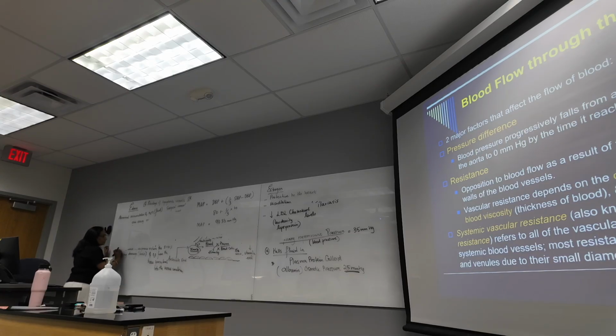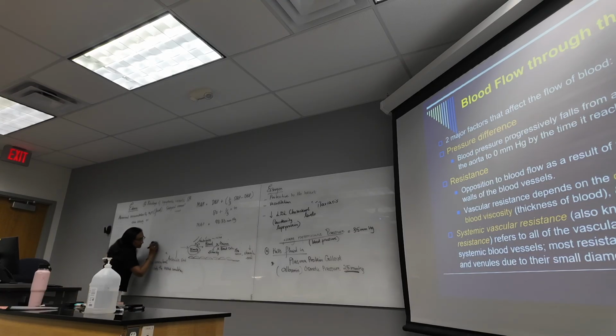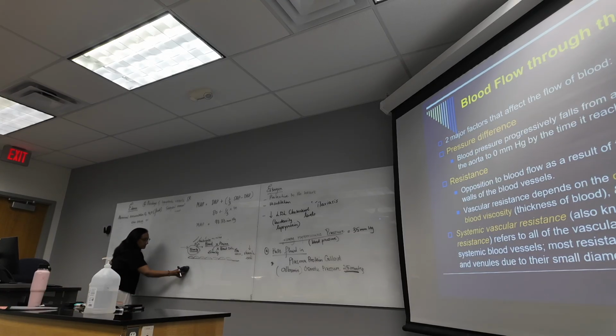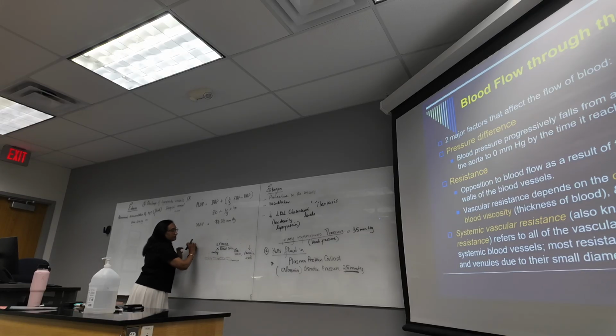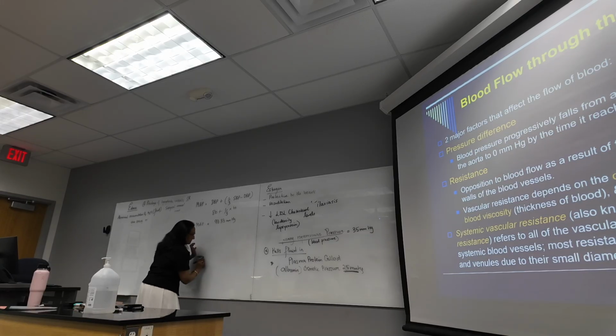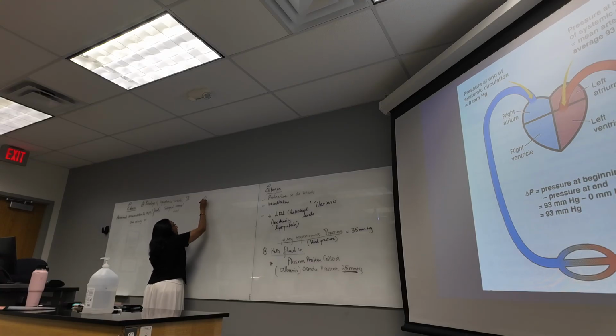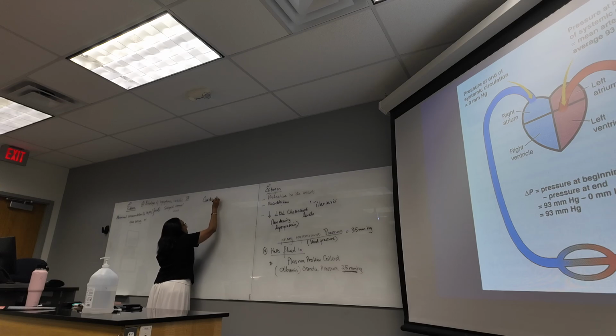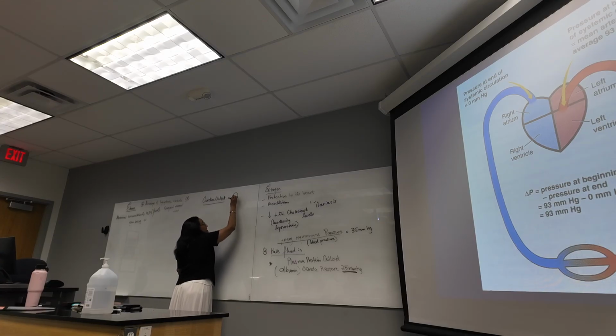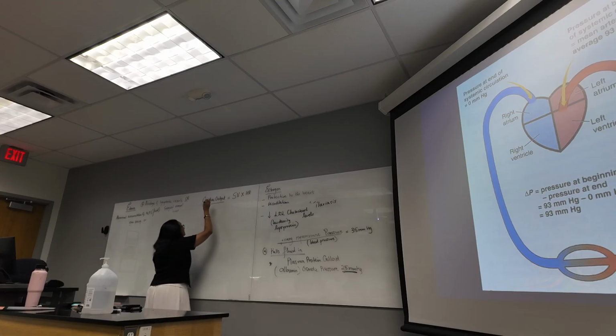Now, let's see what is next. Let me remind you about a few of the equations that we talked about. So, cardiac output. This is the first thing that we learned about. Cardiac output is equal to what? Stroke volume times heart rate. So don't forget this equation. This is the first one.